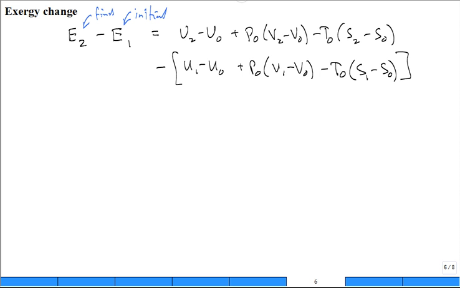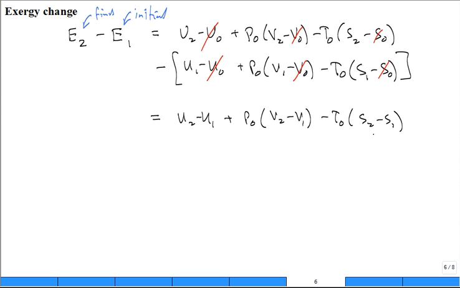Well, we see a lot of cancellation, don't we? Those terms cancel. These terms cancel. These terms cancel. And we're left with a much simpler result: it's just U2 minus U1 plus P naught times (V2 minus V1) minus T naught (S2 minus S1). So when you calculate the change in the exergy, the dead state temperature and pressure still come in, but you don't have to have U naught, V naught, and S naught.